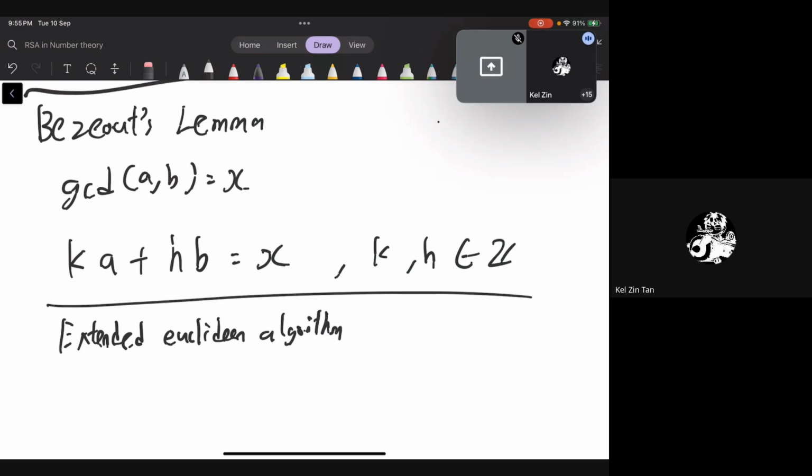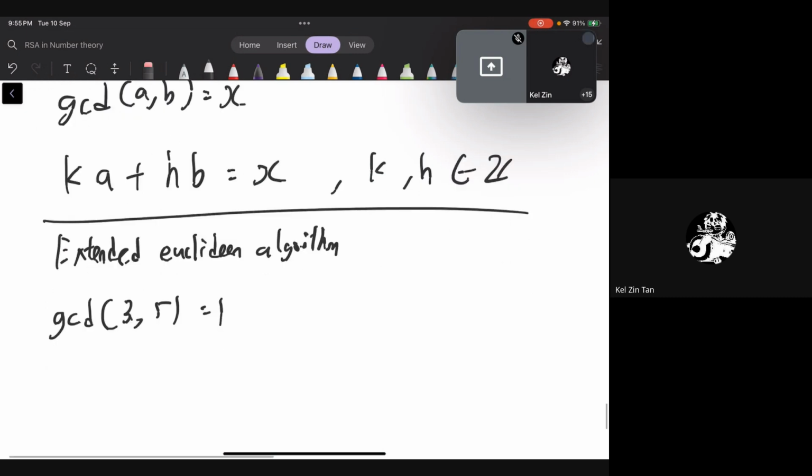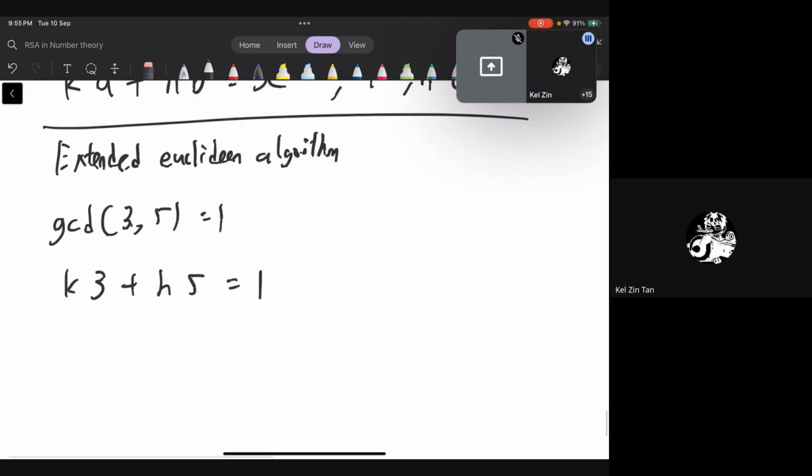To prove this Bezout's lemma. So, for example, if the GCD of 3 and 5, we know, is 1, then we can write 3 plus something. So we need to find K and H here. What is the K and what is the H here? We can eyeball this. The K here is -2, and the H here is 2.